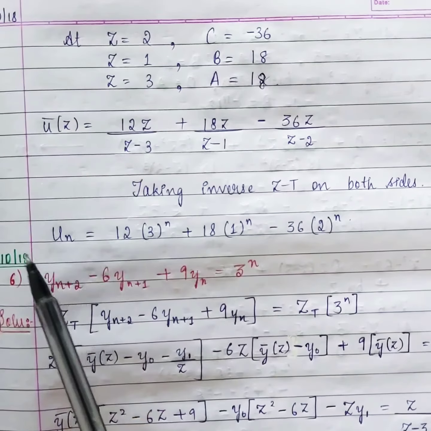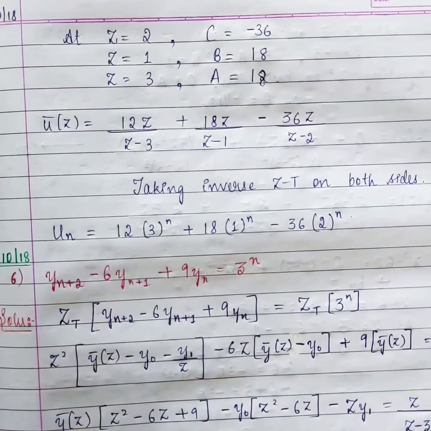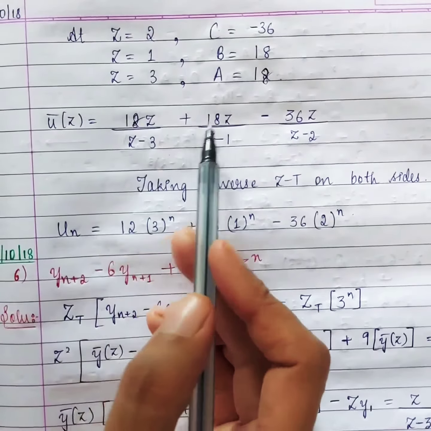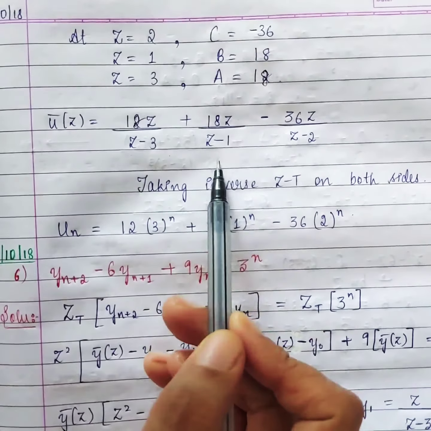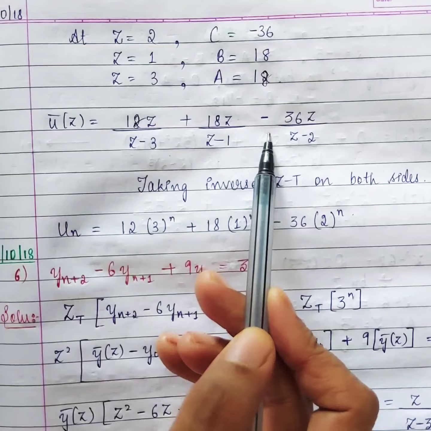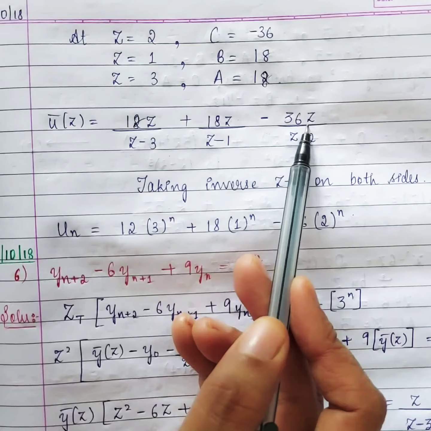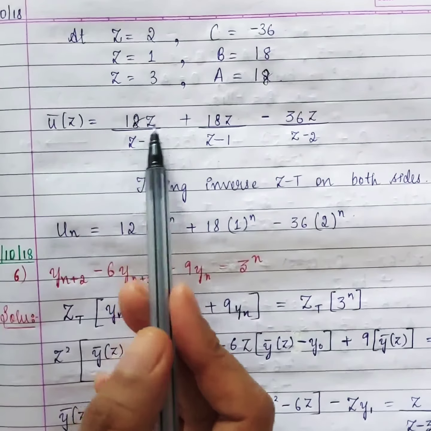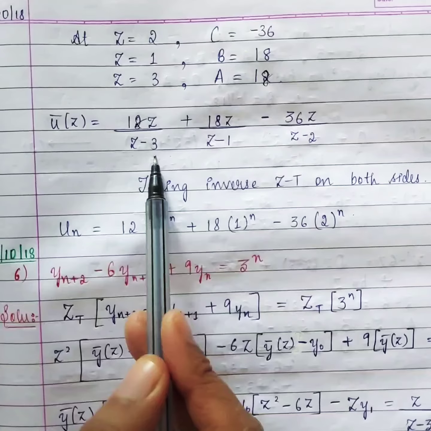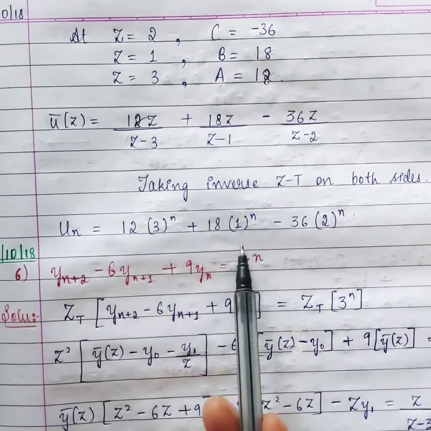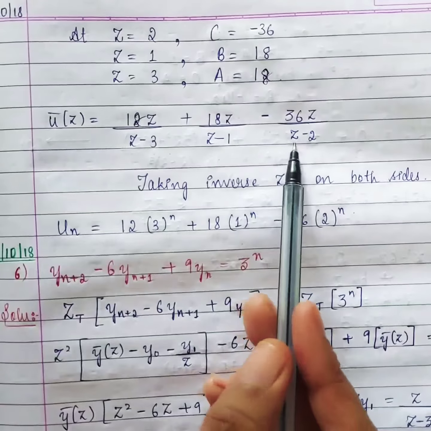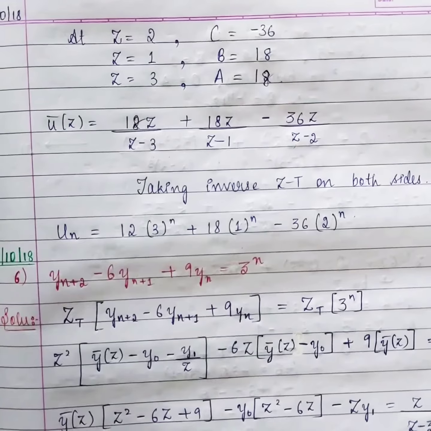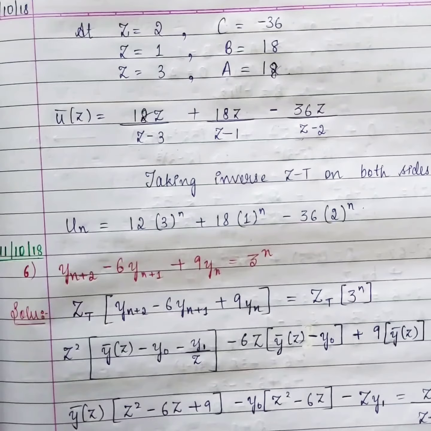So finally, when you are segregating this, a by z minus 3, that is 18 into z by z minus 3, plus b into z by z minus 1, then the last one c is minus 36 into z by z minus 2. Now if you apply the inverse, this is z by z minus k, right? K power n. So here k is 3, so we have written 3 power n. K is 1, so we have written 1 power n. Minus 36, here k is 2, so we have 2 power n. This is a very simple and easy problem. Now let's see more problems.